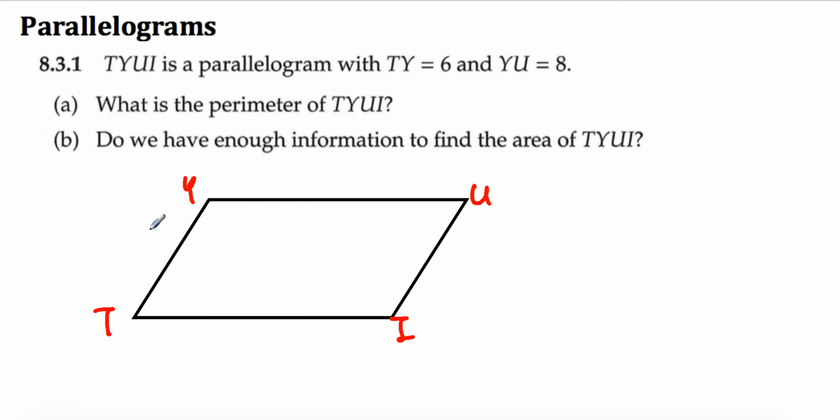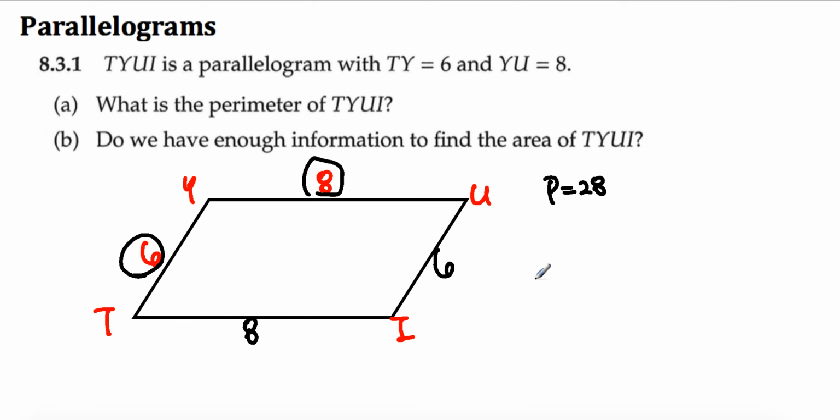And then saying that TY is equal to 6, and then YU is equal to 8. What is the perimeter of this parallelogram? In fact, it would be simply, we know that opposite sides are equal to each other. So since this is 6, this must be 6 as well. Since this is 8, this must be 8 as well. So therefore, the perimeter is, in fact, 6 plus 8 plus 6 plus 8, which becomes 28.